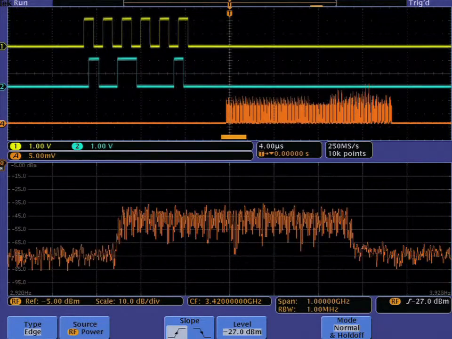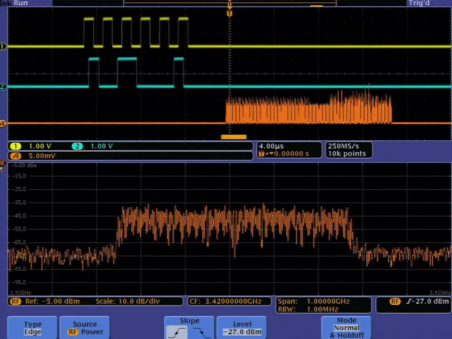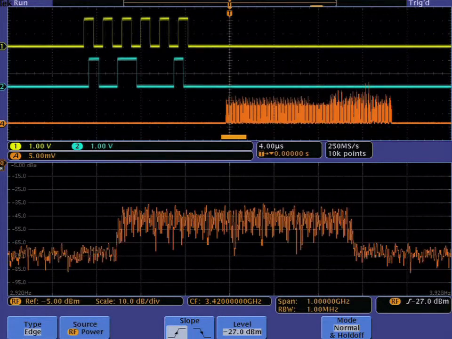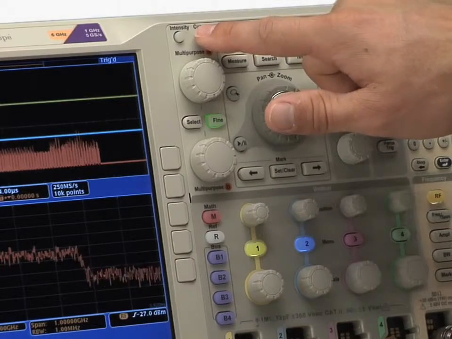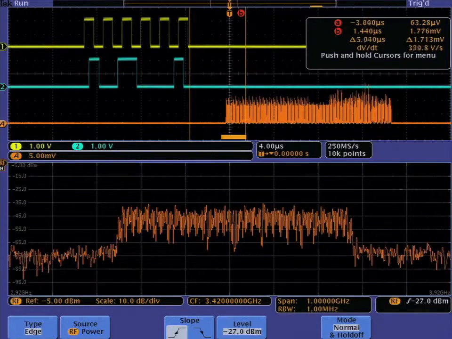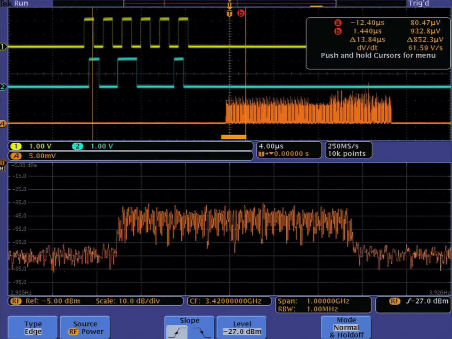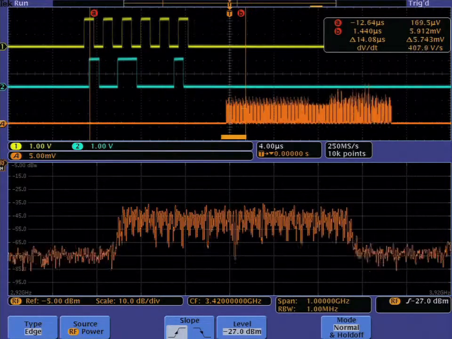In contrast, a spectrum analyzer would have had to acquire the signal with multiple sweeps because of its narrow capture bandwidth. For further analysis, the cursors will be turned on. Now the time delay can be checked from when the control signal was asserted to when the RF signal went active.